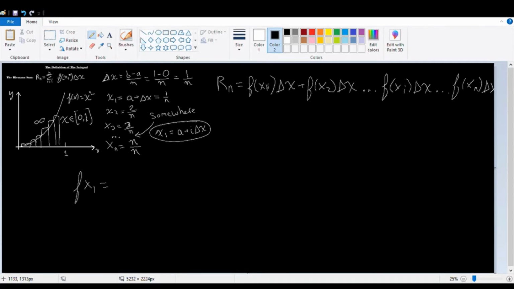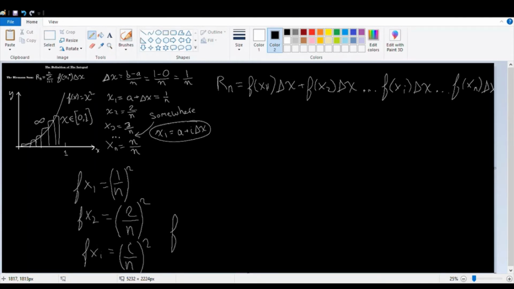So let's calculate each of the heights for the rectangles. All you have to do to calculate the height is plug the x value that we just found into the function, so just square it. The first one is 1 over n squared, the second one is 2 over n squared, and so on. f of xi will be i squared over n squared, and f of xn will be n over n squared.